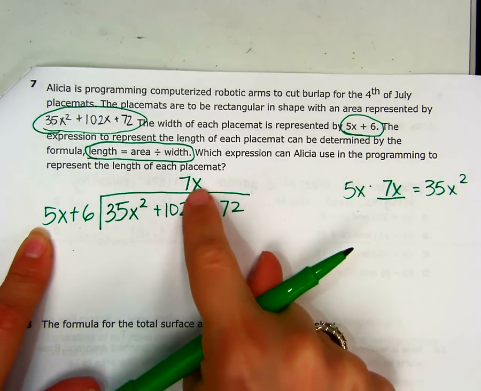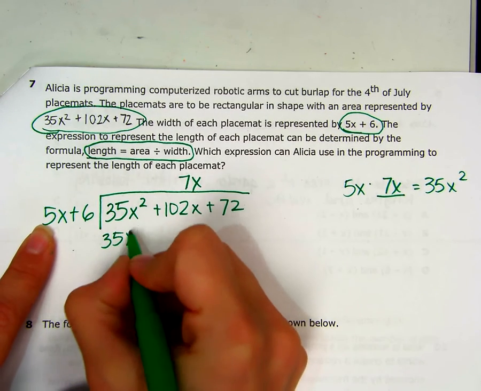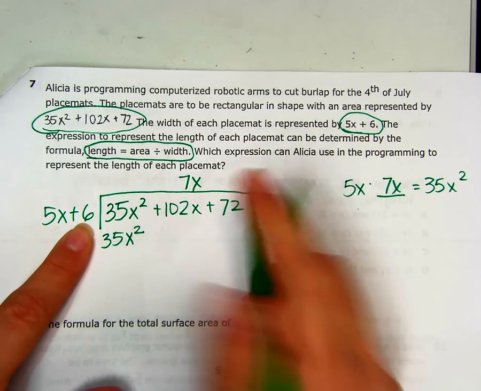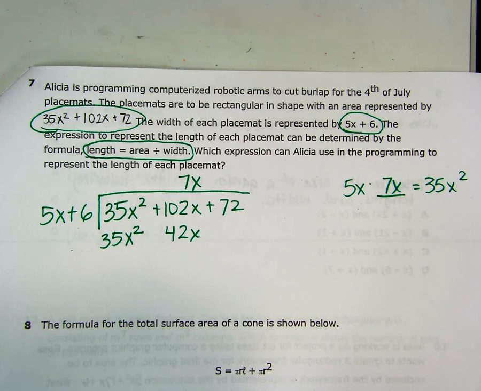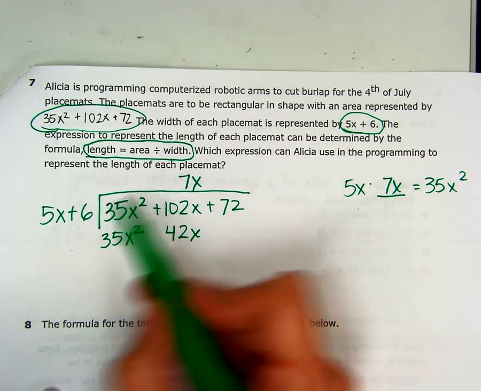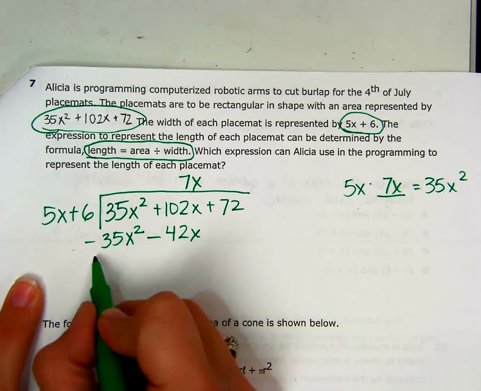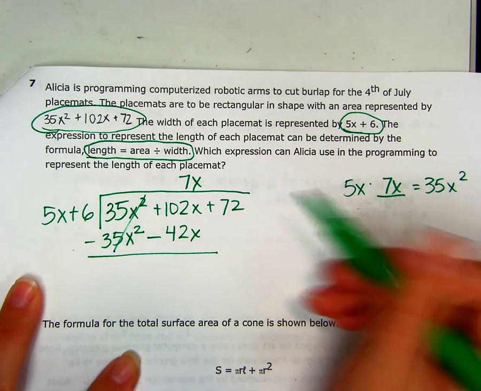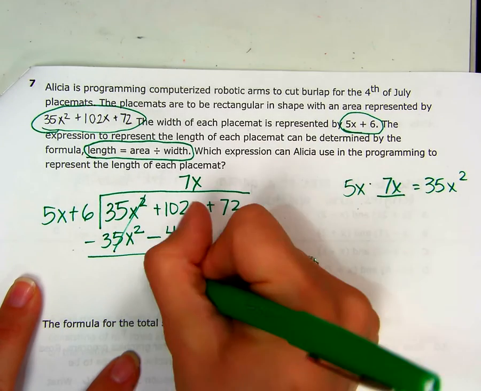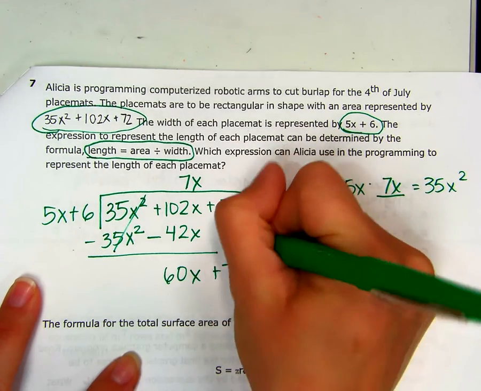Now it's like distributive property. 7x times 5x makes 35x squared. 7x times 6 makes 42x. All right, so after I multiply, my next step is to subtract. So to subtract, I'm going to change my signs and combine. So these add to 0. 102 minus 42 makes 60x plus 72 because I bring that down.